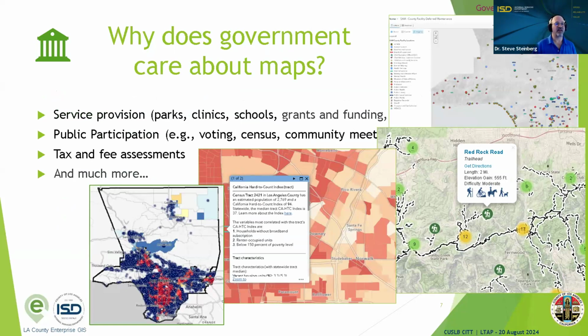We involve lots of public participation through voting, census, and so on. But probably the biggest thing in a lot of local government is this is how we make our money. We keep track of our parcels, we do tax assessments, we know where our money is coming from. But there's a lot of different areas where this certainly comes into play. You can see a few example maps here for some of those things, but I'll talk more specifically in a few minutes.